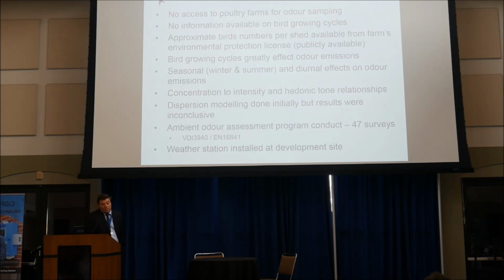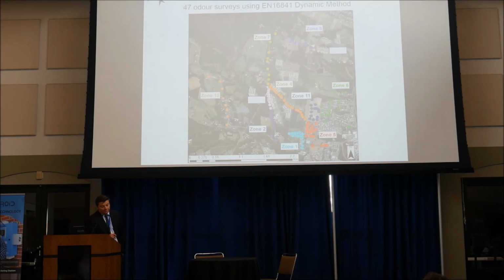So the issues we had were no access to the poultry farm, as I said before, and no understanding of bird growing cycles. Bird age in the cycle has a lot to do with odour emissions, so the diurnal and seasonal effects. Intensity and hedonic tone has a lot to do with poultry. It's usually a fairly unpleasant odour. And dispersion modelling was inconclusive initially. So we decided to do ambient odour surveys and to put a weather station on the development site. It was very important that we did that.